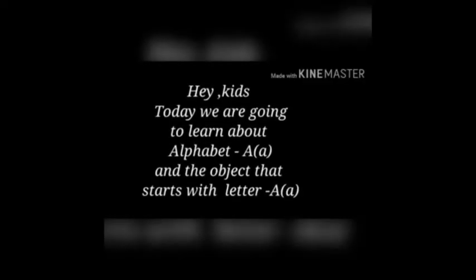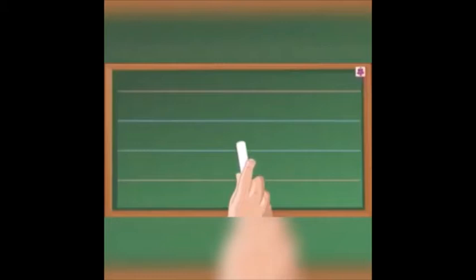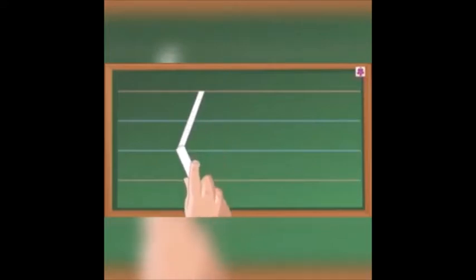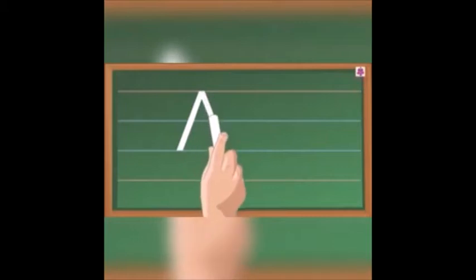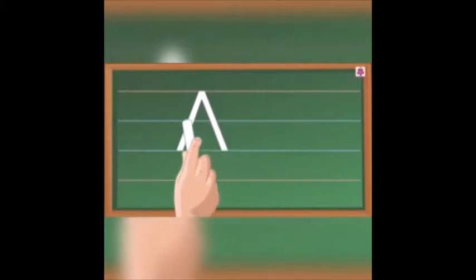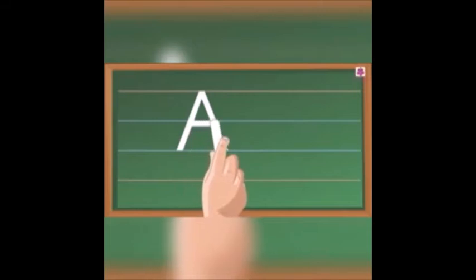Hey kids, today we are going to learn about the alphabet A and the objects that start with the letter A. Capital A. Start from the top and draw a slanting line downwards. Go to the top and draw another slanting line down to the opposite side. Now, go a little below the middle and draw a sleeping line across.